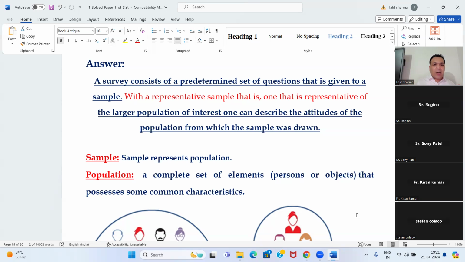ओके, अब ये देखो क्या होता है सर्वे मेथड. जस्ट अंडरस्टैंड इन ए फर्स्ट लाइन. ओके, सर्वे मेथड में क्या होता है? ऑलरेडी यू हैव सम क्वेश्चंस ऑलरेडी डिसाइडेड एंड यू आस्क फ्रॉम द सैंपल. ओके, तो फर्स्ट concept of a sample and populations, I explain what is a sample and what is a population. Okay, ये देखो sample represents the population.